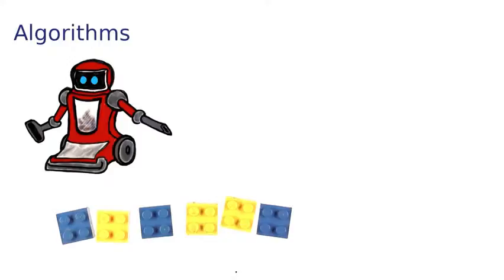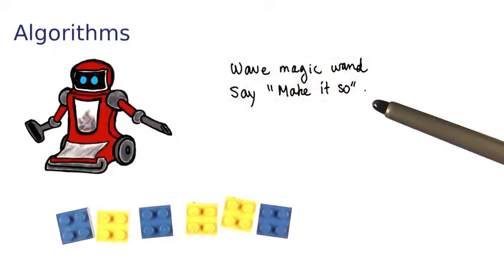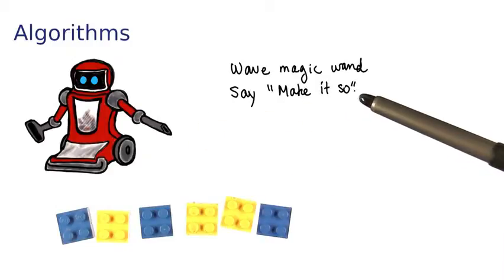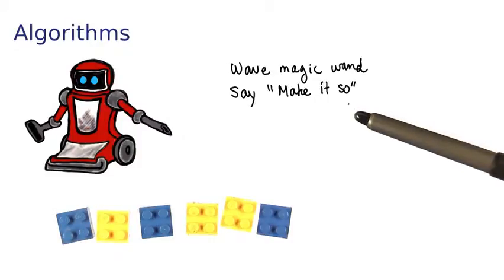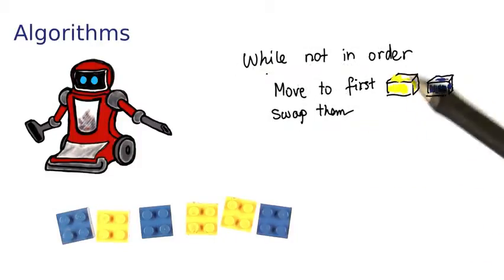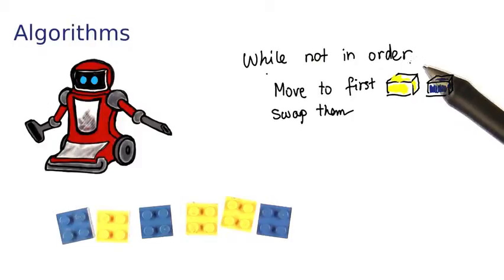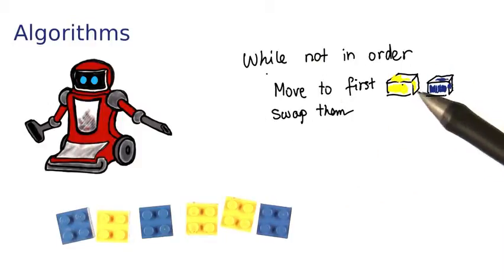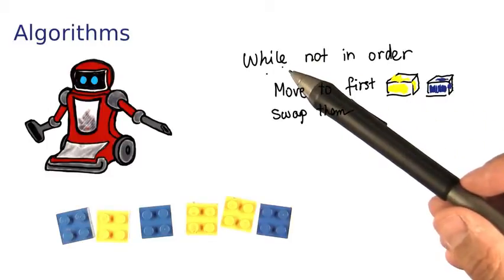Here's our first attempt at an algorithm. It's a sequence of steps. Robbie will wave his magic wand, and he will say, "Make it so." Well, that's not really going to work. An algorithm has to be executable and not involve magic steps. Our pseudocode here asks Robbie to repeatedly execute these statements, namely, while the blocks are not yet in order.